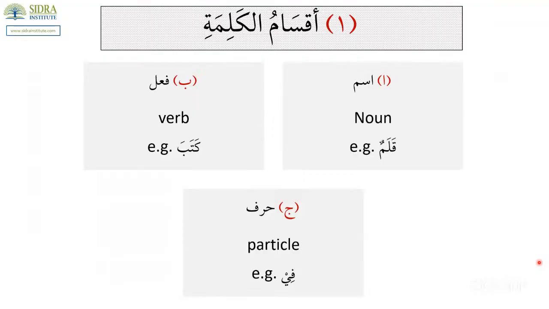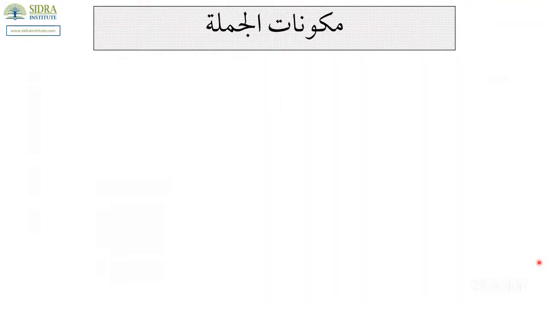You're referring to a pen. When you say wrote, you're referring to the action of writing in the past tense. So ismun and fi'lun, these within themselves denote a meaning. And harf, you can conjure up a meaning, but to fully understand its meaning, it needs to be surrounded by other words, whether it's a noun or a verb. So these are three types of words we find in a sentence.